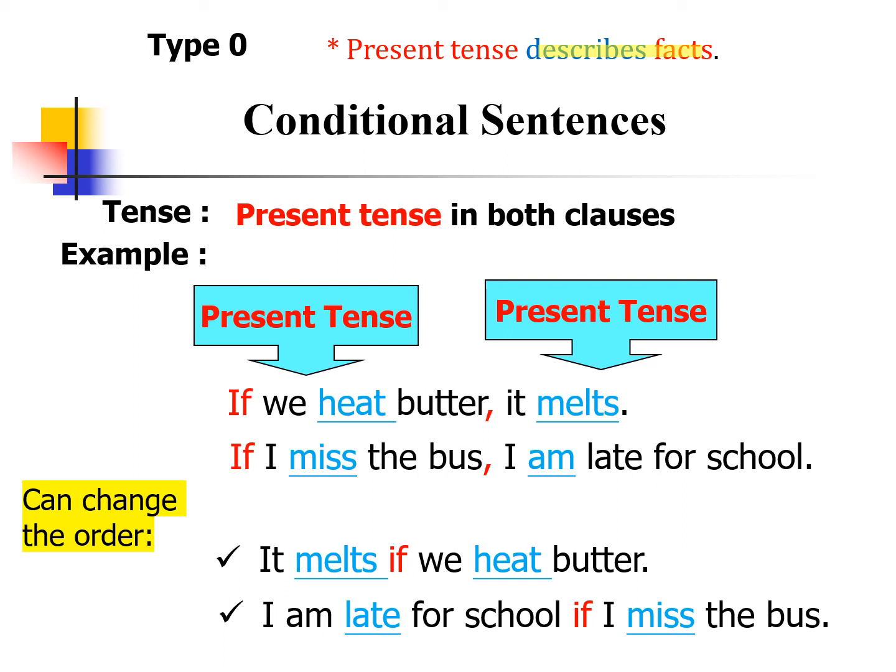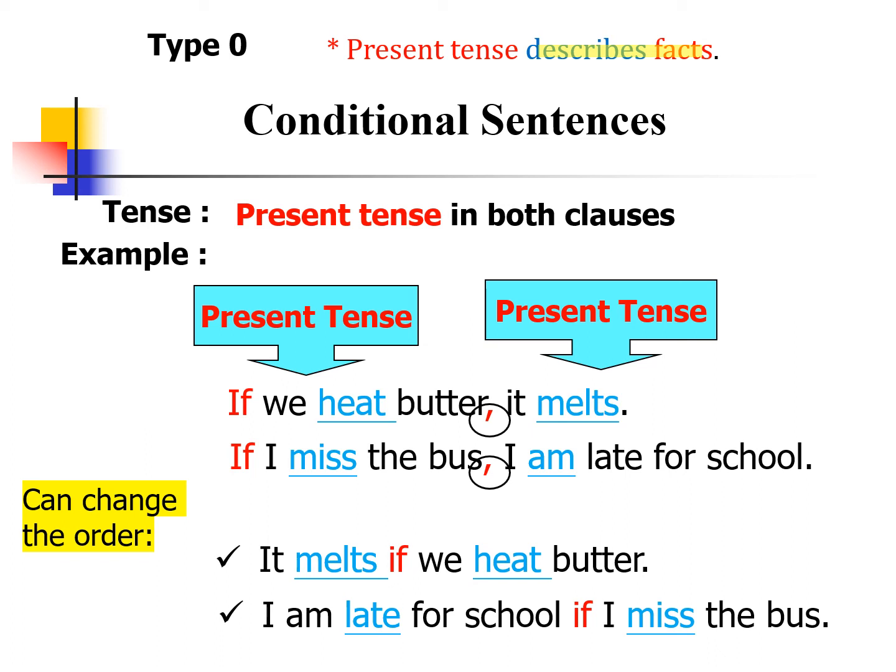Notice that when the if clause is put at the beginning of the sentence, we need to add a comma at the end of the if clause. So this is how we do it. If we hit butter, comma, it melts. If I miss the bus, comma, I am late for school.